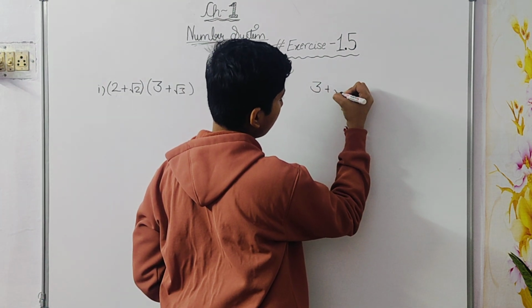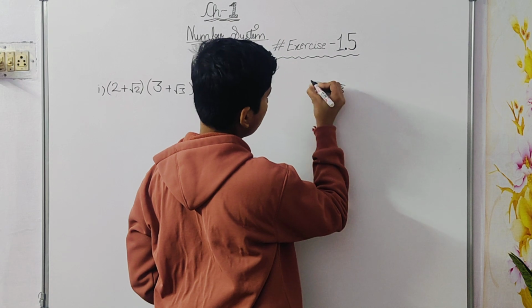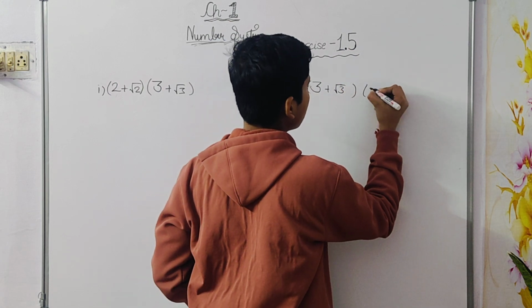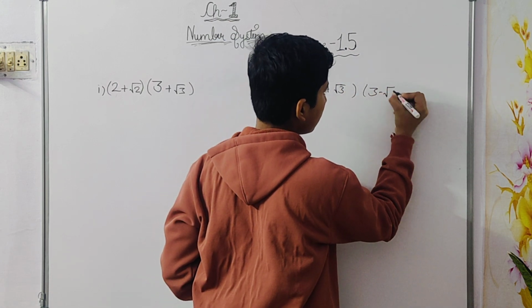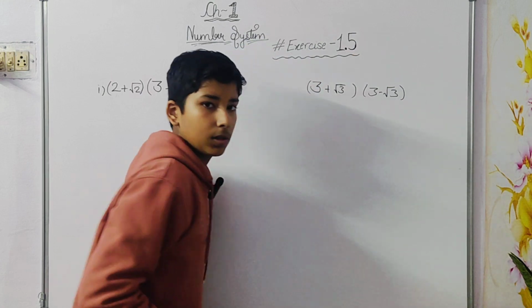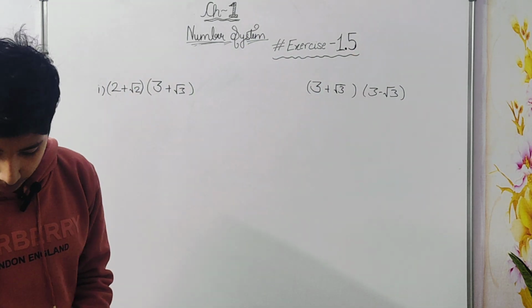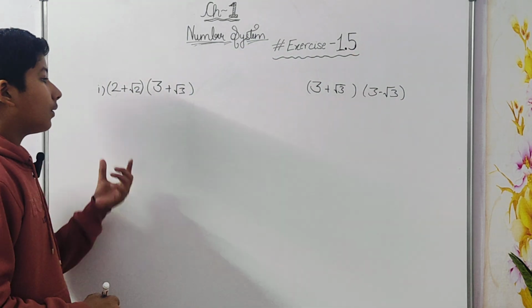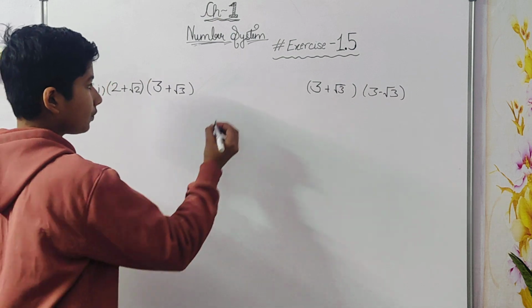3 plus root 3, 3 minus root 3. Now there are two more, but firstly let's solve these two.